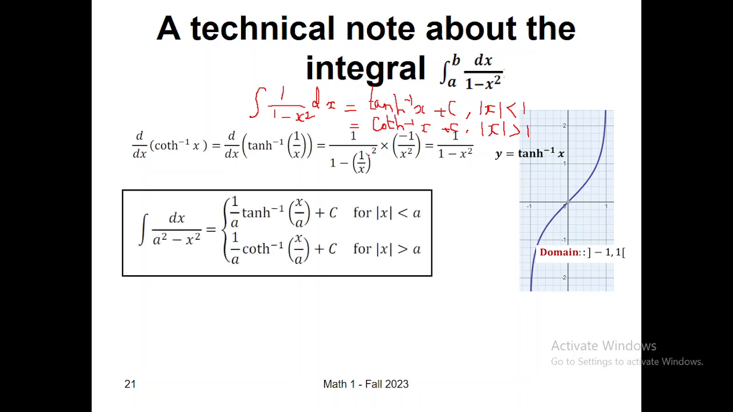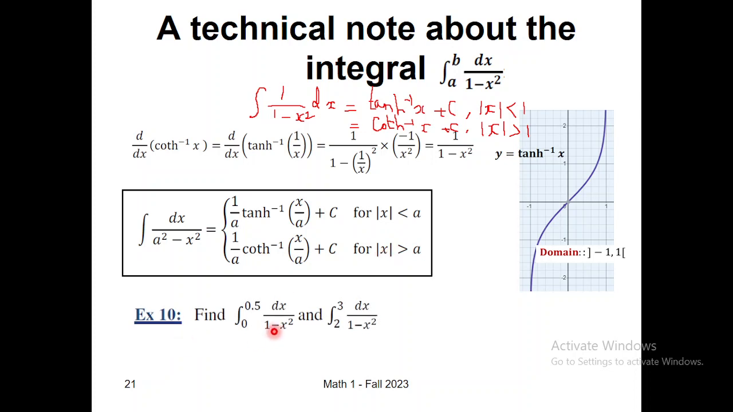Let's consider an example. But before considering this example, we write the result in general. Integration of 1 over, not 1 minus x squared, but in general, a squared minus x squared. We learned in the indefinite integration problem this will be 1 over a tangent inverse x over a. And we now say that it is also equal to 1 over a cotangent inverse x over a. Both results are correct from an indefinite integration point of view. But now, for definite integration, this result can be used when modulus x is smaller than a instead of 1, and this result will be used when modulus x is greater than a.